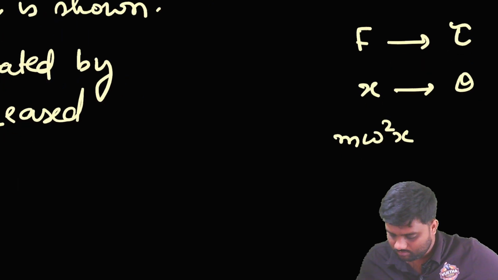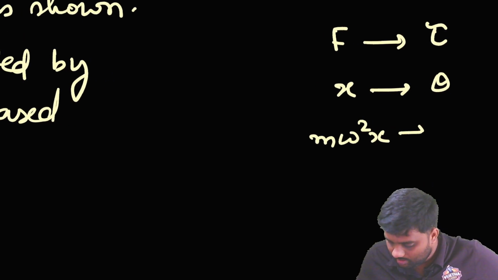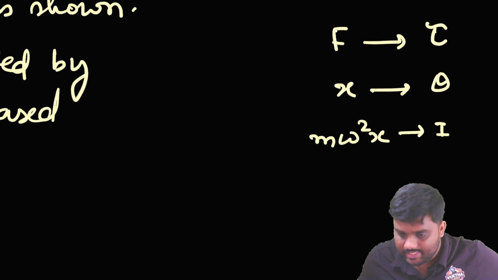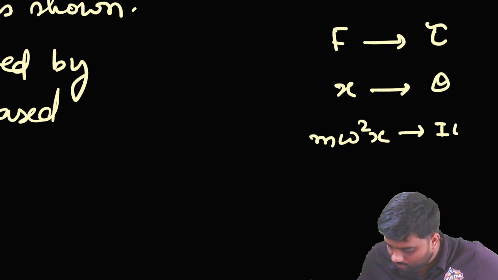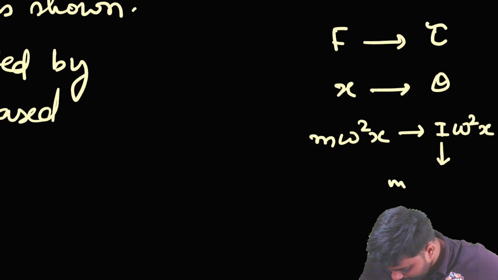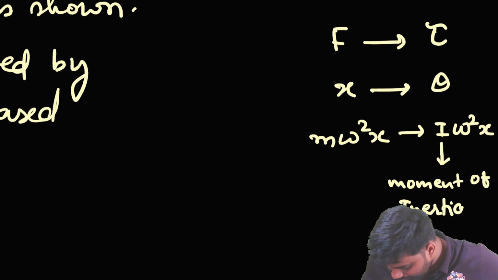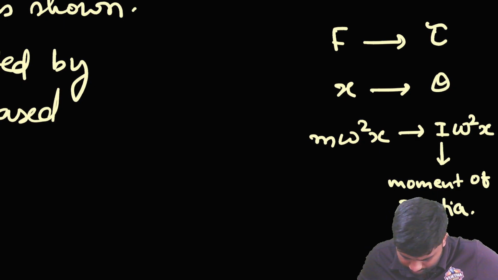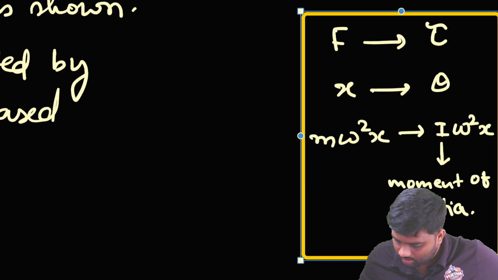But in this angular SHM, in place of m we are putting what? I omega square x. I is called what? Moment of inertia. It is called what? Moment of inertia.